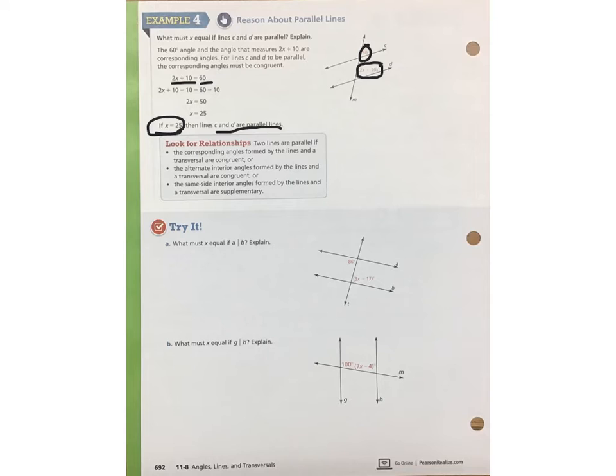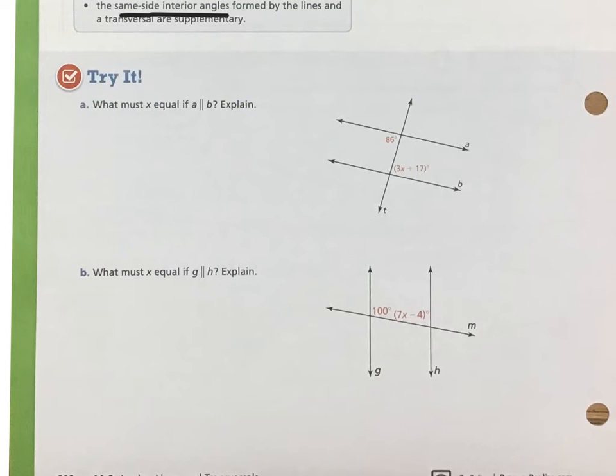So by looking at the relationships, corresponding angles, alternate interior angles, and the same side interior angles will help us determine relationships and also solve problems. Now let's look at the two try-it questions. What must x equal if A is parallel to B?